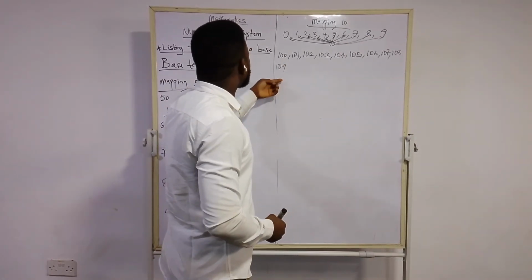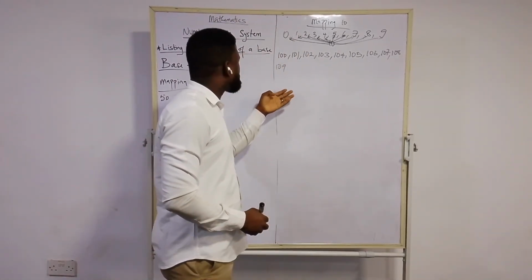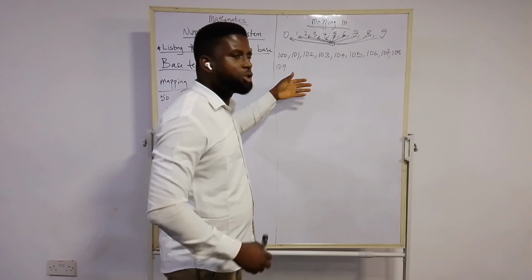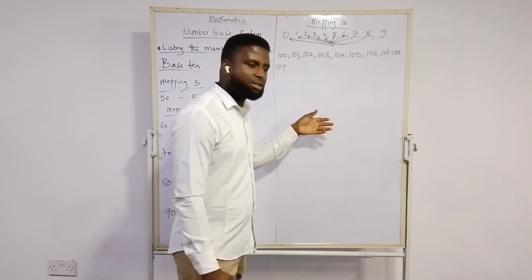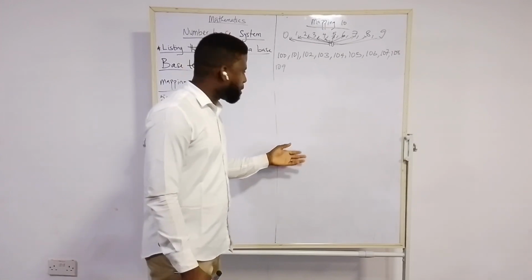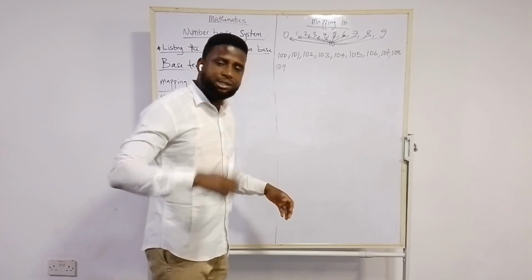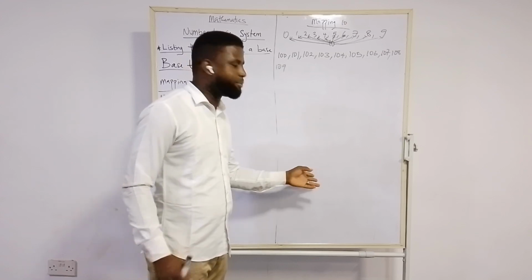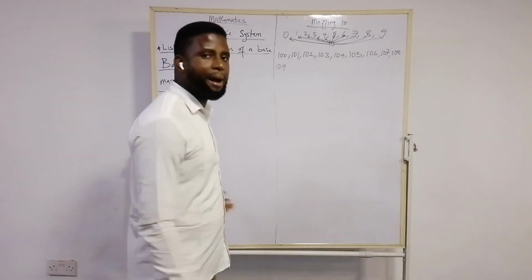To get the numbers 110 to 119, you map 11. To get the numbers 120 to 129, you map the number 12. To get the numbers 130 to 139, you map the number 13. To get numbers 140 to 149, you map the number 14. To get numbers 150 to 159, you map the number 15. To get numbers 300, for example, to 309, you map the number 30. And that is how numbers are gotten. You keep mapping, mapping, and mapping.